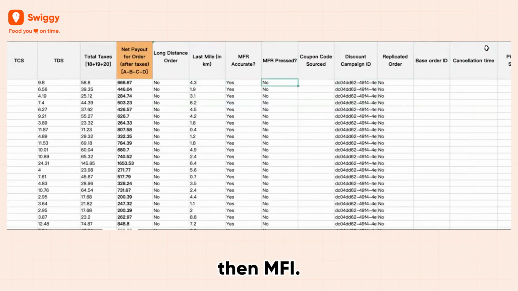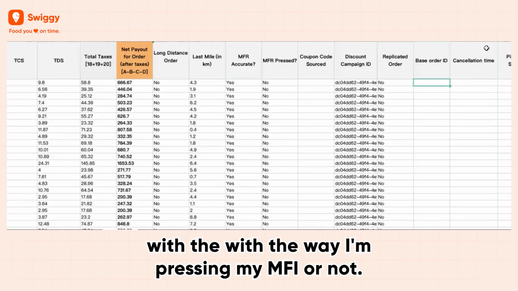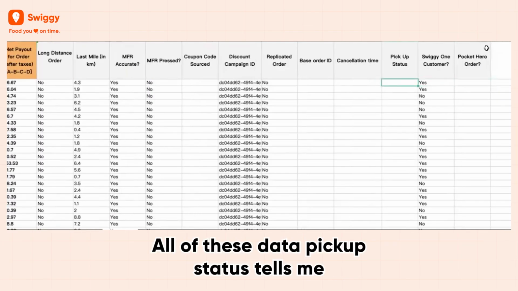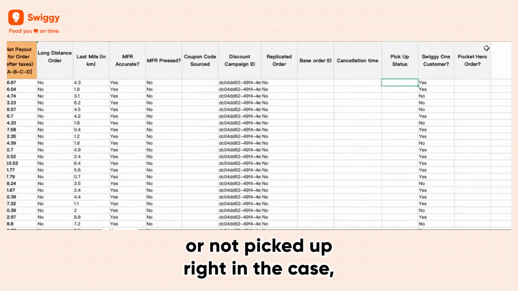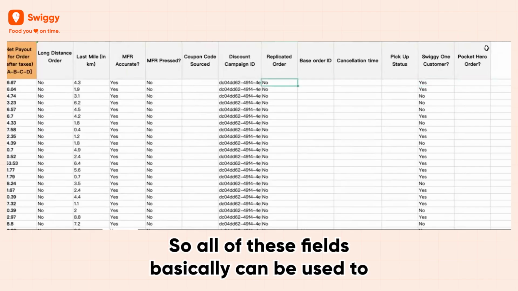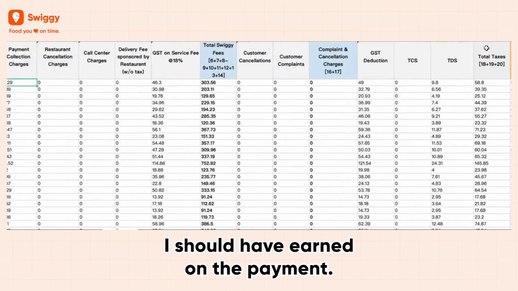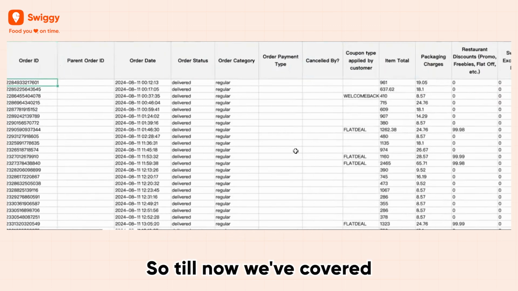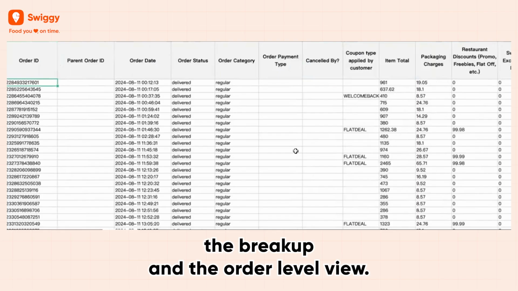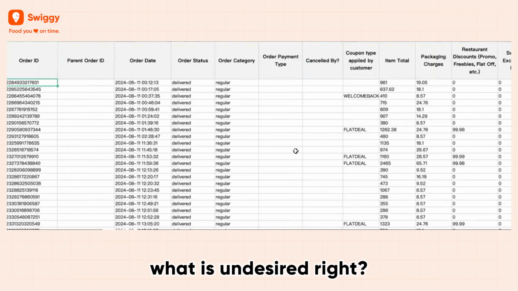Then MFR, these are the details. MFR accurate tells me if I'm compliant with the way I'm pressing my MFR or not. Pickup status tells me whether the order was picked up or not picked up, especially in cases where it was cancelled. So all of these fields basically can be used to understand which policy was applied and how much I should have earned on the payment. So till now we've covered the breakup and the order level view. The next few sections help me understand what is unresolved.